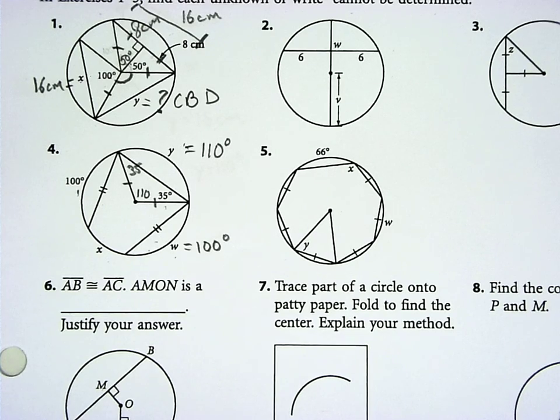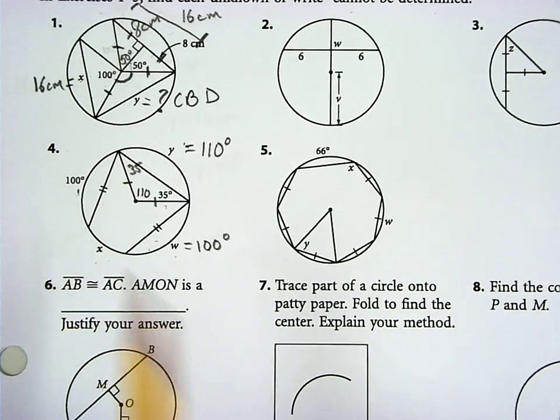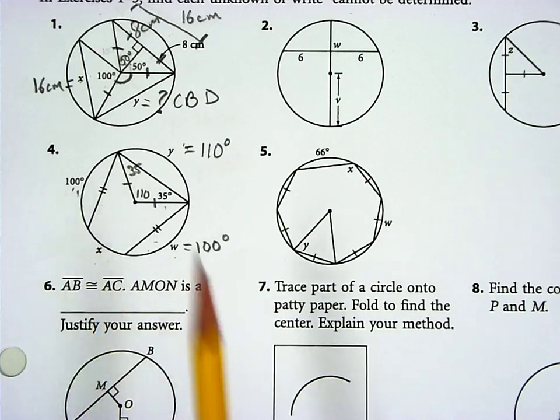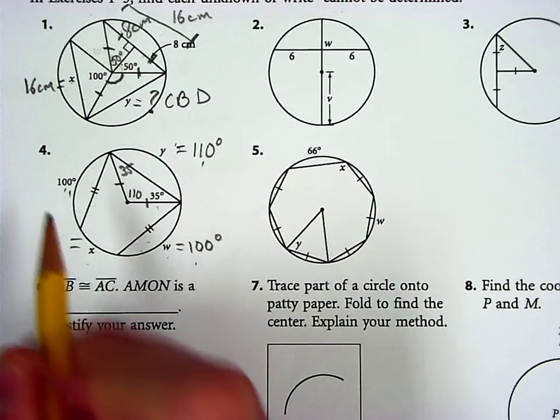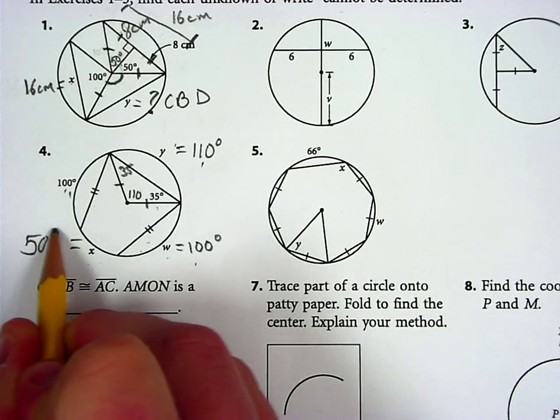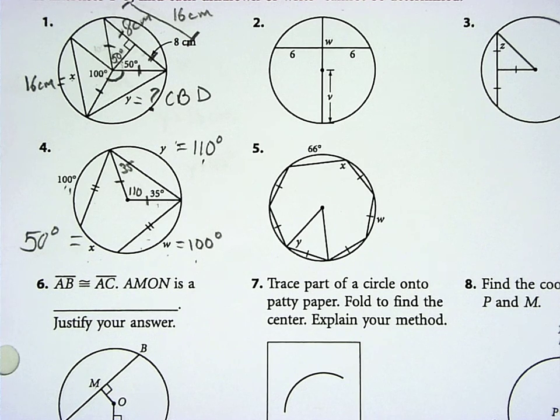And then all that's left to do to find x is add up the three arcs and subtract from 360. So we have 100, 100, 110. That's 310 degrees. Subtract it from 360. X is going to equal 50 degrees. And the rest is left for you guys to do for homework.